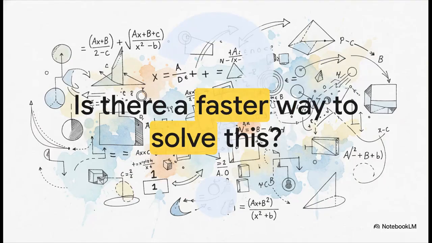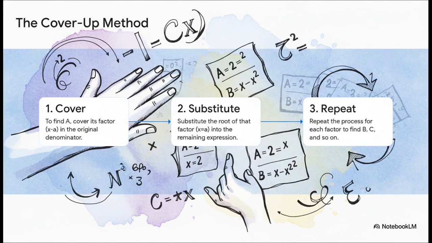The answer to that is a huge, resounding yes. Once you see the logic behind what we just did, you can use this shortcut to just write down the answer. It's fantastic. The method itself is almost laughably simple. To find the number on top of a factor, you literally just cover up that factor in the original fraction. Then you plug the root of that factor into everything that's left. That's it. You just do that for each piece.